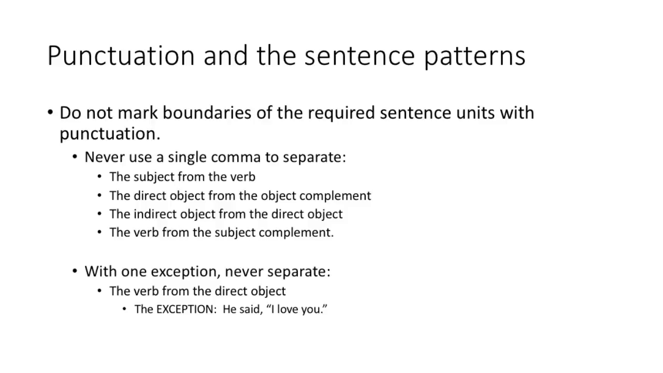And one of the important lessons to be learned from these is that you don't mark boundaries of the required sentence units with punctuation. This is where a lot of people make mistakes by putting in too many commas. So you never use a single comma to separate the subject from the verb, the direct object from the object complement, an indirect object from the direct object, or a verb from the subject complement. And with only one exception, you never separate the verb from the direct object.